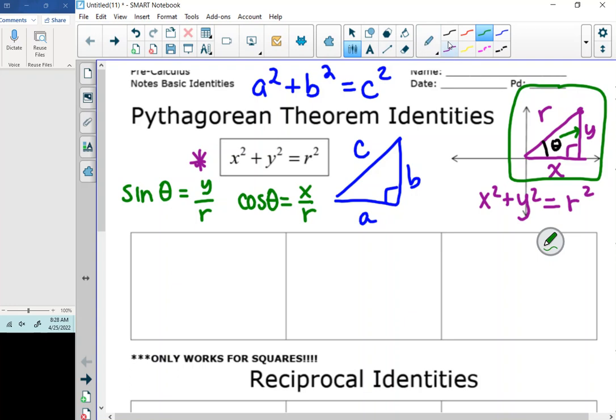All right, so this is all the buildup to how we're going to create these Pythagorean identities. In reality, if you learn one of them, then you'll be able to figure out the other ones directly from it.